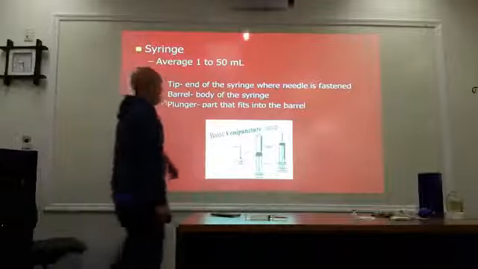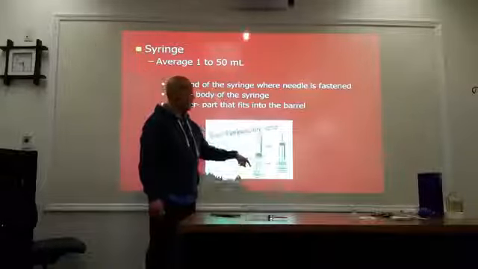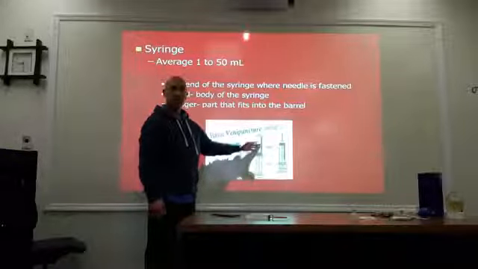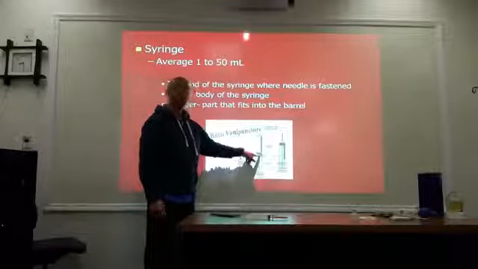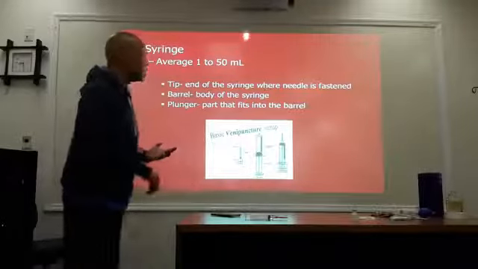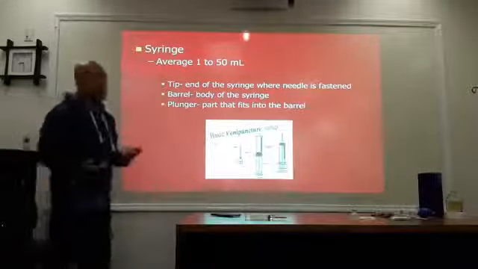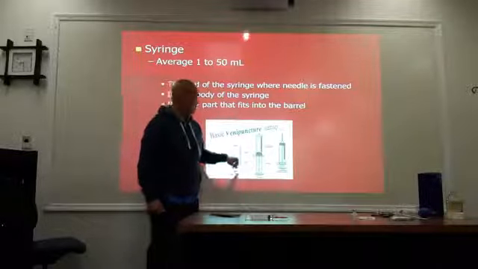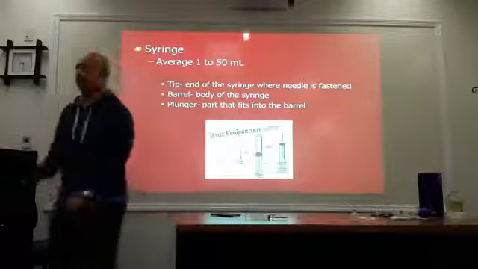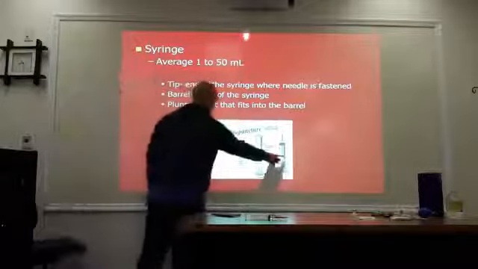So you have the tip, this is the lower end. Then you have the barrel, which accommodates your solution. And you have the plunger, which allows you to push the solution out of the barrel. And then together you've got the needle hub that attaches to the luer of the syringe. And it looks like this.